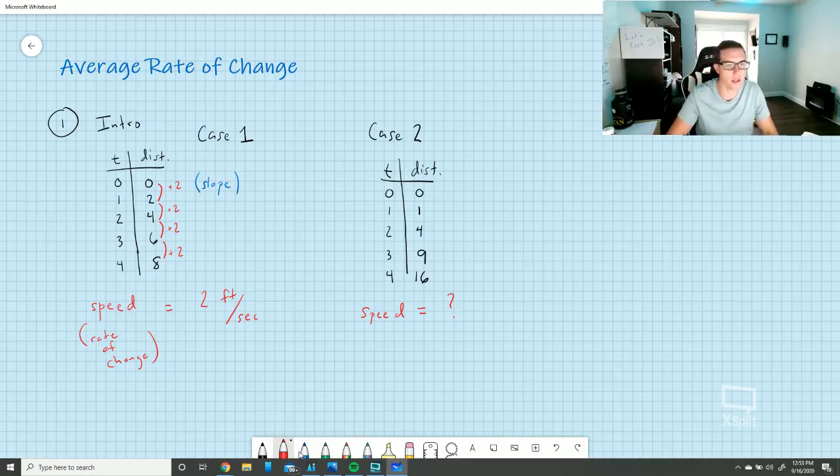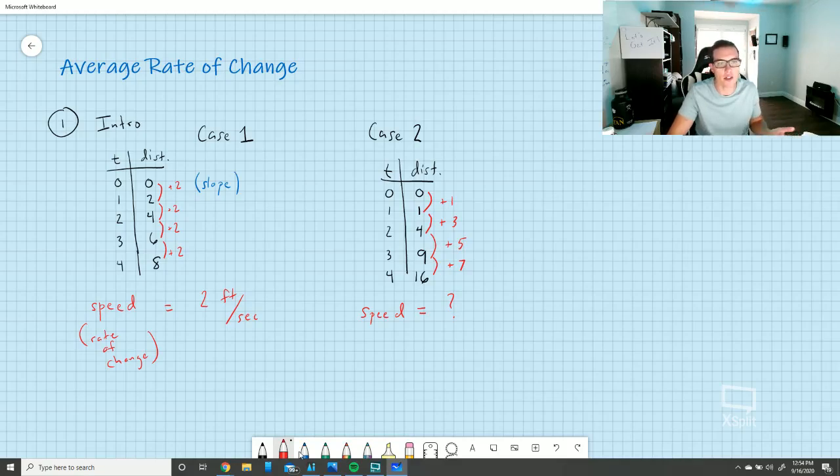Well, if you try to do the same approach we just took, you notice something a little different. In this one, from time 0 to time 1, I went 1 foot per second. From time 1 to 4, though, I traveled 3. From time 4 to 9, I traveled 5. And from time 9 to 16, I traveled 7. So what's going on in this problem? Was I traveling with a constant rate of change? No, I was speeding up.